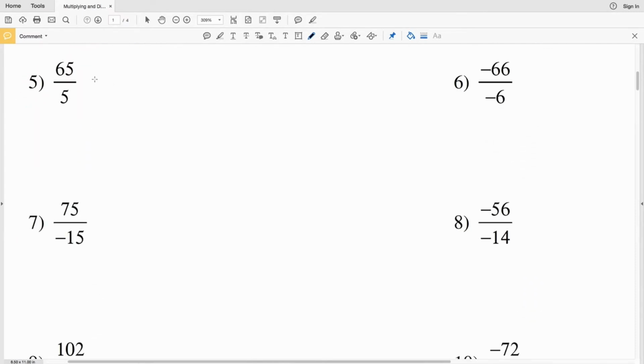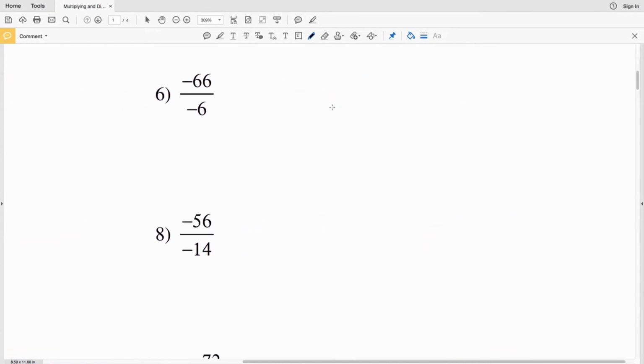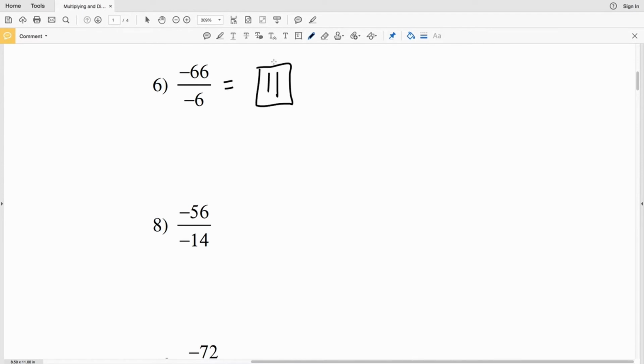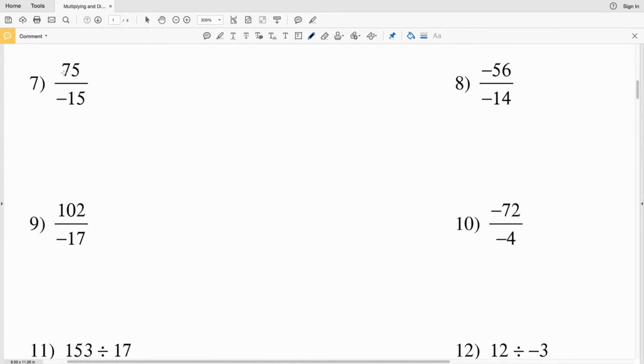For number 5, positive divided by positive results in a positive. 65 divided by 5 is 13. For number 6, we have a negative divided by a negative, so that's going to be a positive. Negative 66 divided by negative 6 is going to be a positive 11. Number 7, we have a positive divided by a negative, so our answer is going to be negative. 75 divided by 15 is 5. So 75 divided by negative 15 is a negative 5.